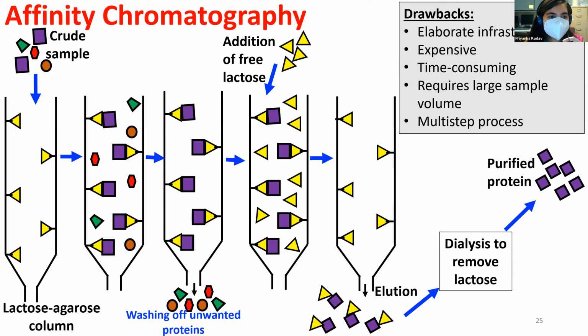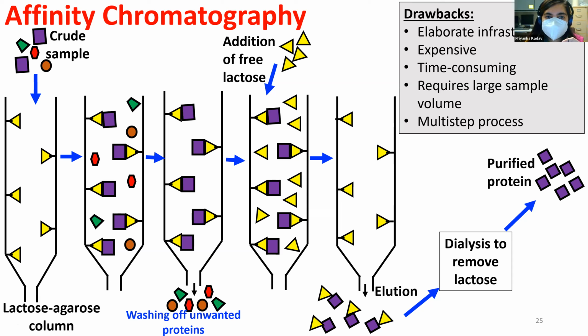In the second step, when the proteins pass through the column, all the unwanted proteins, the other proteins in the mixture, will not bind, except the purple target protein, which has the affinity to bind to the lactose. Only that protein will bind to the column. In the third step, the washing step, all the unwanted proteins are washed off, except galectin-3, the purple one, which stays bound to the column.